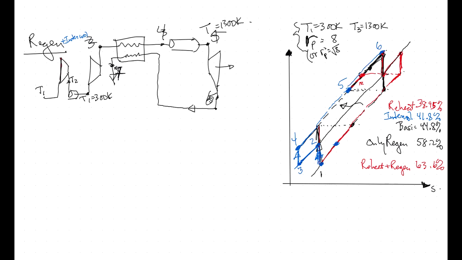I screwed up my labeling. So this is actually state three. I call this back T1. This is an unnumbered state. So one, two, three. I go up to five, then I heat up to six. This is real heating. This is Q in, and then I go through the turbine like this, down to this point. This is four, five, six, and then the regenerator, seven, and then I have this little cooling stage.